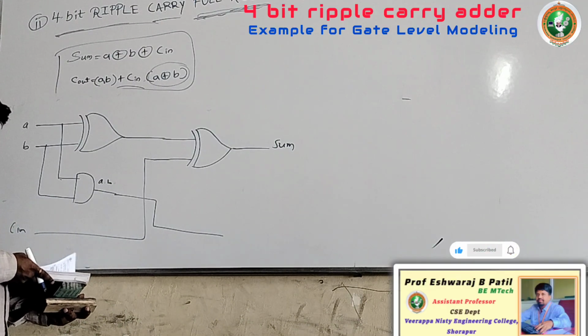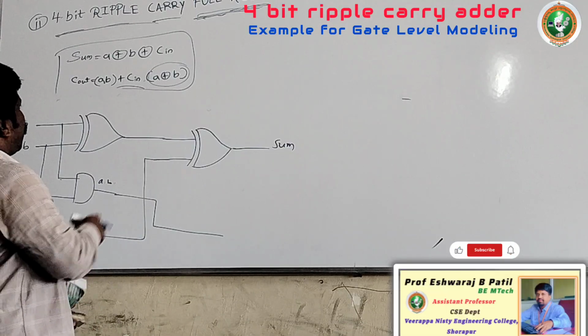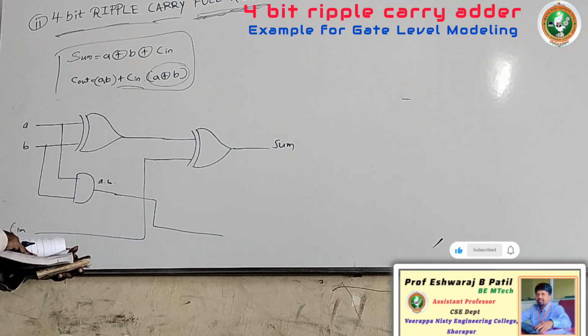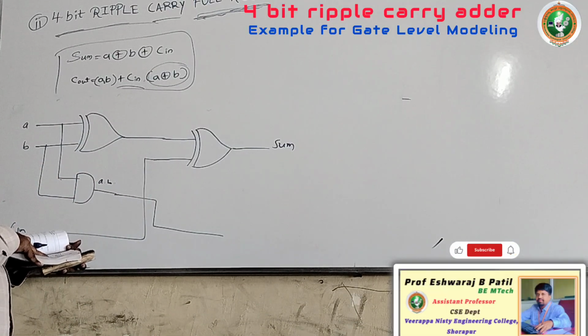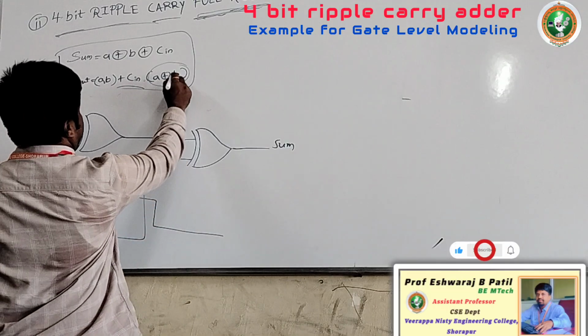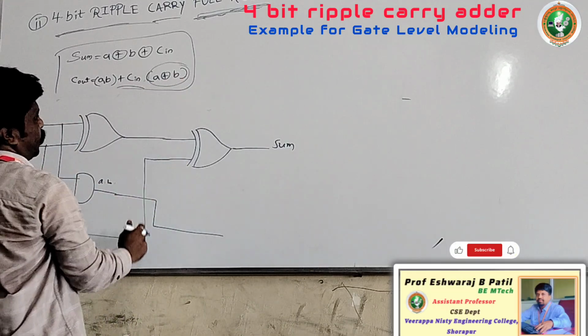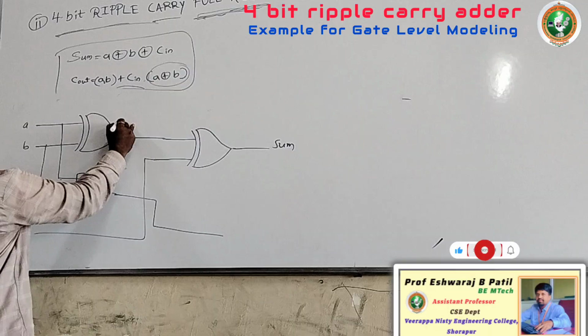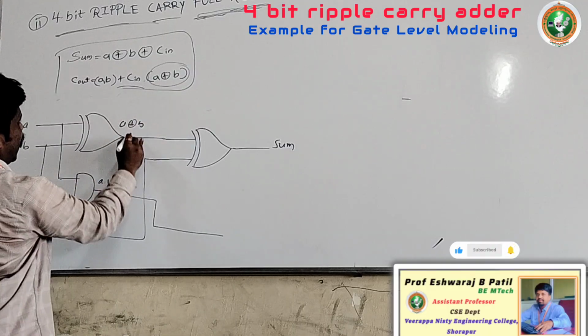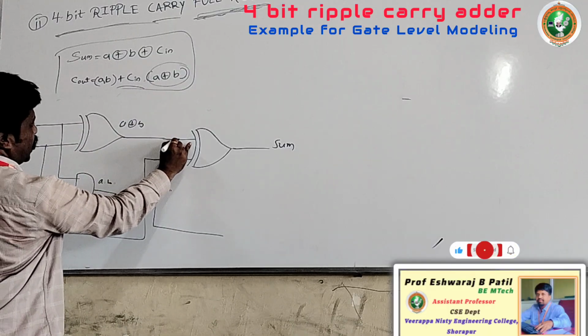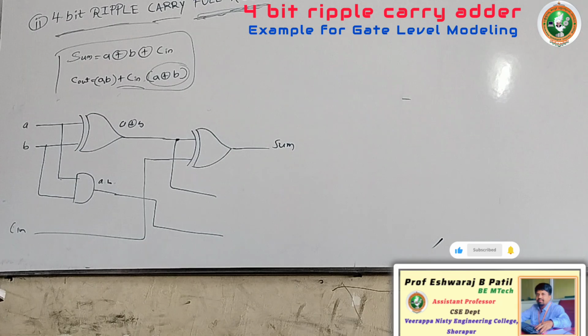This is what the equation is. This is the A XOR with B. Where is the A XOR with B? Here only, A XOR with B. I have to take this as the input here. Next input combination, I am taking as the input combination.